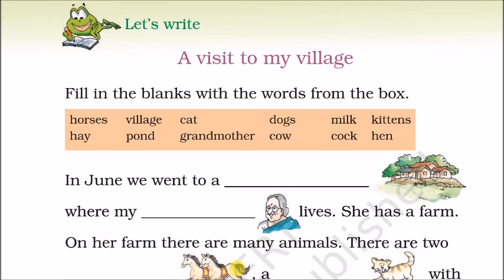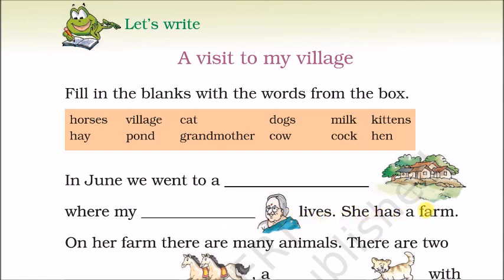Come on, let's try. In June, we went to a. यहाँ पे क्या आएगा बताइए. We went to a. कहाँ पे गए होंगे जून में? Village. In June, we went to a village. Where my means जहाँ पे कौन रहेगा और दादी माँ grandmother lives.